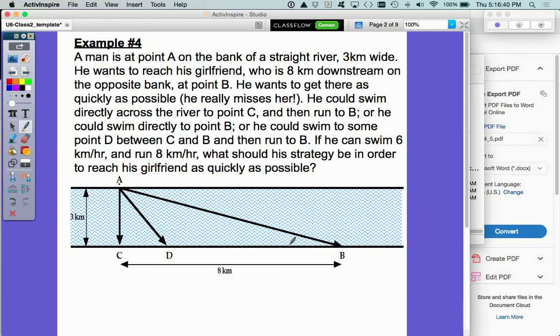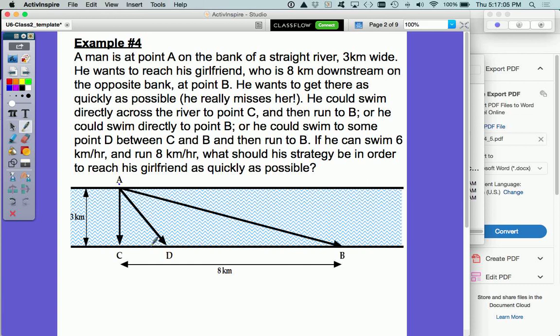Now imagine he can run a little bit faster. Well, then he moves a little further this way. Imagine he's got a bicycle waiting for him on this side and he can ride his bicycle. Well, then, again, it's going to be a little bit this way. And as the difference between his speed in the water and his speed on land increases, as the difference in those speeds gets bigger, he gets closer and closer to point C.